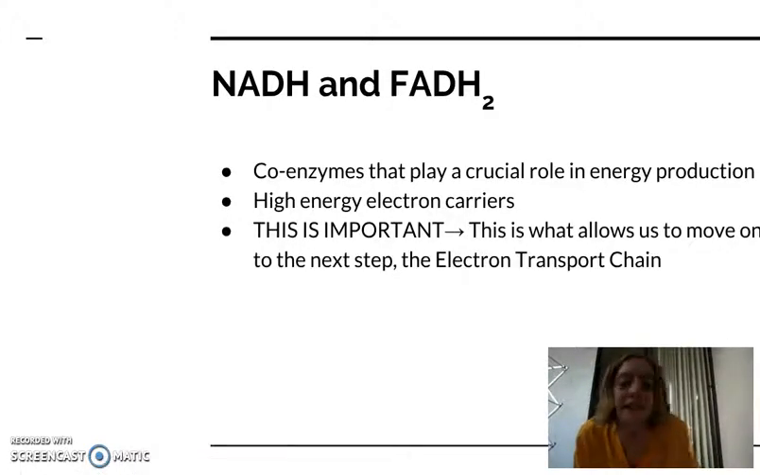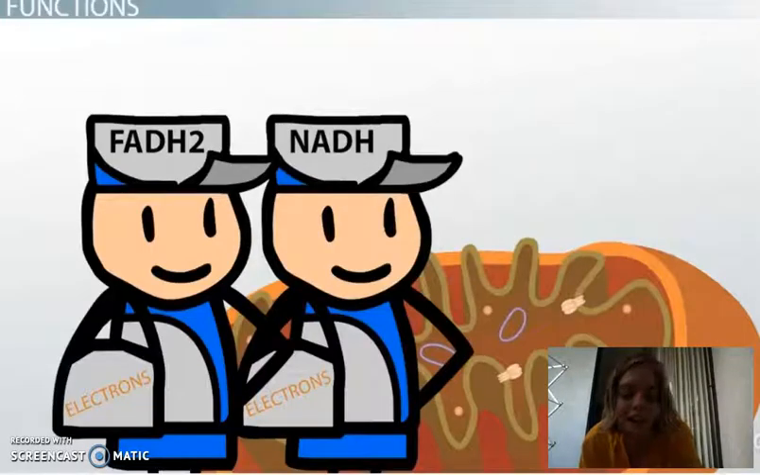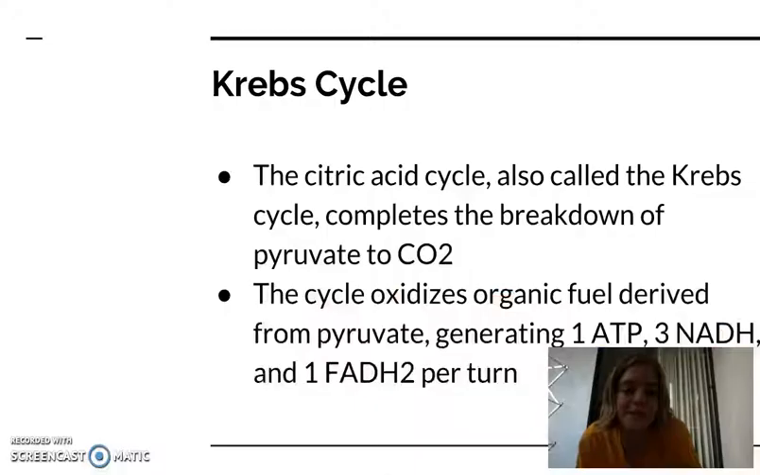So, like I said, NADH and FADH2 are coenzymes that play an important role in energy production. So these guys are high energy, they also carry the electrons, and like I said, these two substances are what allow us to move on to the next step, which is the electron transport chain, which produces the most energy, which is the main point. Here's a little picture to help you remember. So you can think once again of NADH and FADH2 as little guys carrying and shuttling electrons around, like mailmen or truck drivers, something like that. But they're carrying the electrons to the next step of the process.